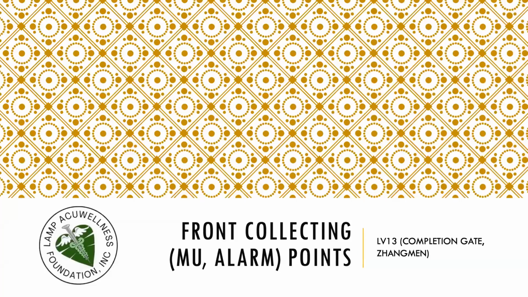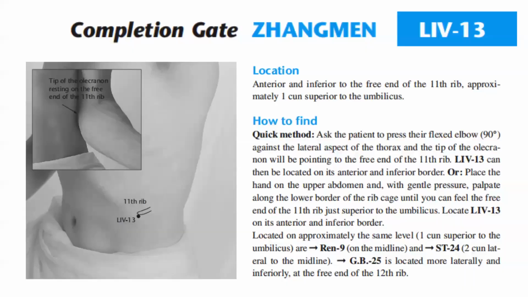Let's now discuss a front collecting point or mu point called Liver 13, Completion Gate. Liver 13 is located anterior and inferior to the free end of the 11th rib, approximately 1 cun superior to the umbilicus. How to find it? First, we have the quick method.